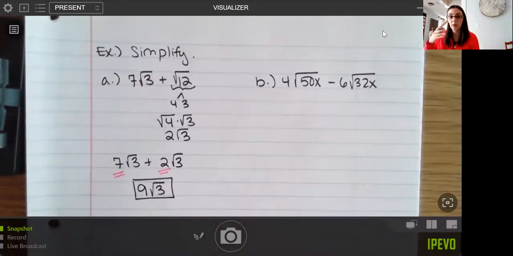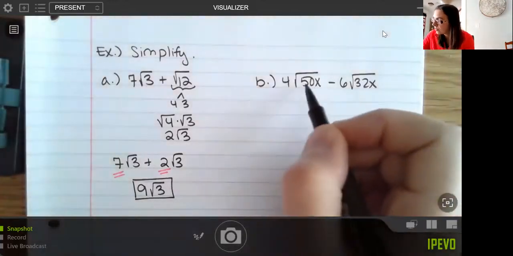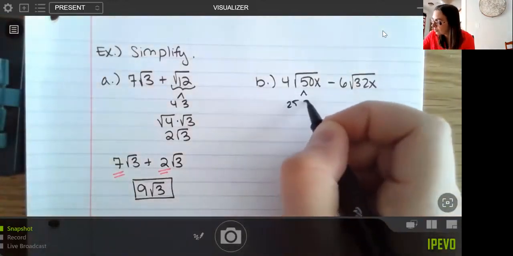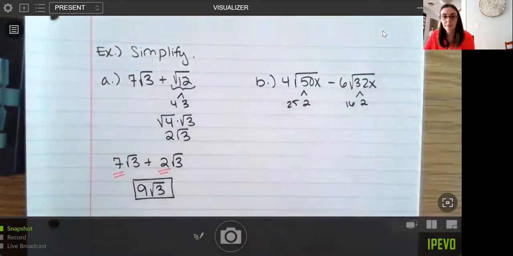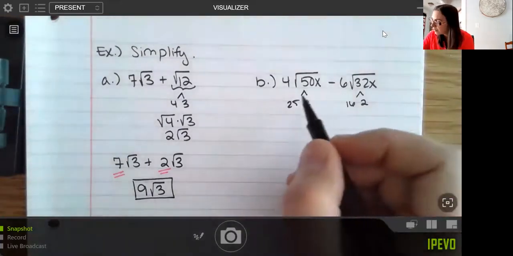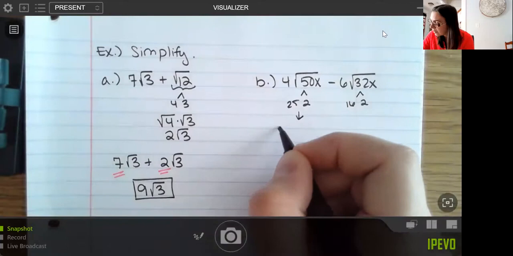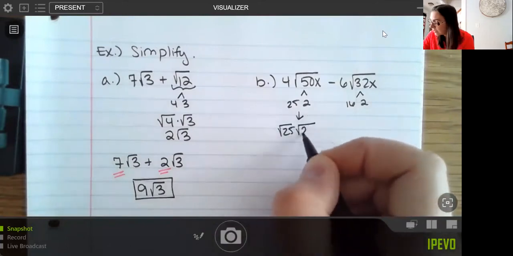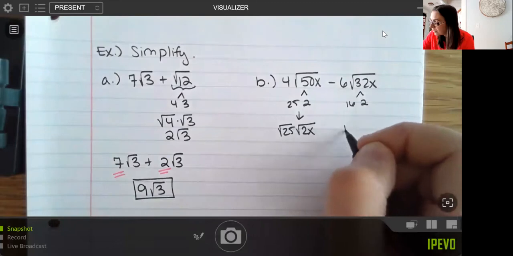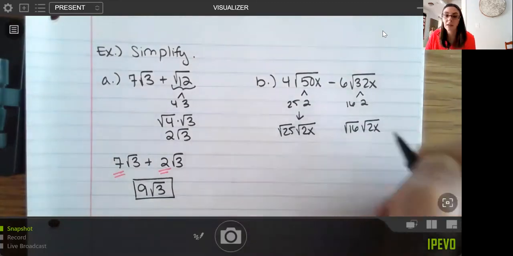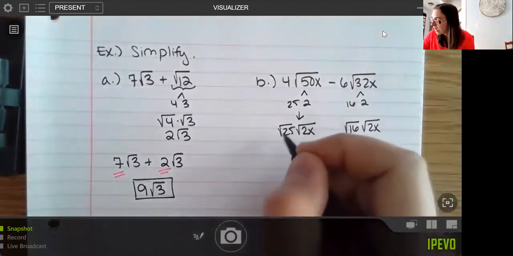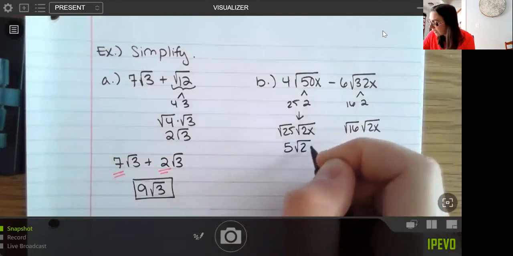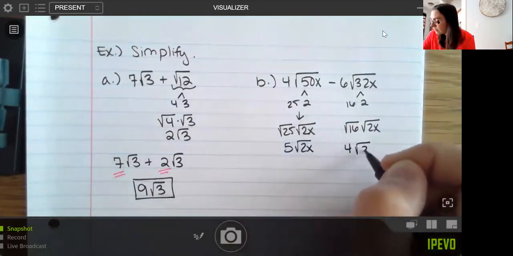For the next one, again, I don't have like radicals, so you're going to think about, can I simplify? I can't do anything with the x, but I can do something with the 50. So 50 is 25 times 2. And with 32, it's actually 16 times 2. For this root, you end up taking that root 25 out, and you leave the 2 and the x underneath. And here you take the root 16 out and you leave the 2 and the x underneath. I'm just separating out things that are perfect squares and things that are not going to cancel. So here I have a 5 root 2x, and then here I have a 4 root 2x.